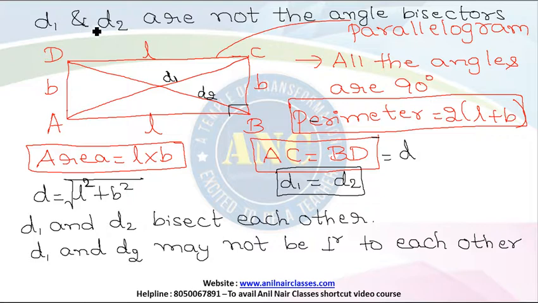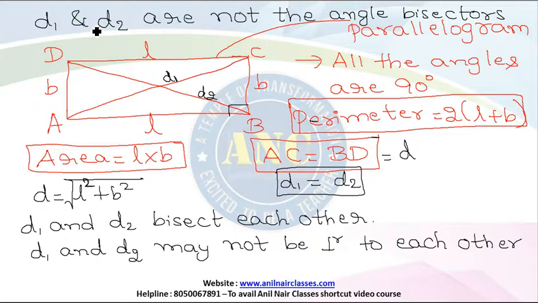I hope the idea is very, very clear. The diagram I have drawn: the length and breadth are different in a rectangle. Opposite sides are equal. All the angles are 90 degrees. A rectangle is also a parallelogram, or in general a quadrilateral, but it's a parallelogram with all the angles being 90 degrees.